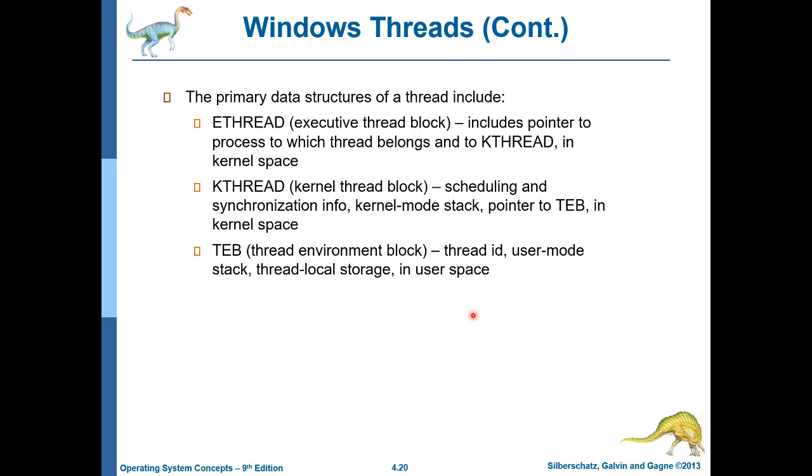Then the thread environment block is just like the process control block, because it contains a thread ID, the user mode state for the thread, and thread related local storage, and this is in the user space. Any question?